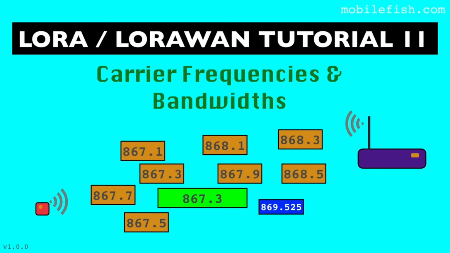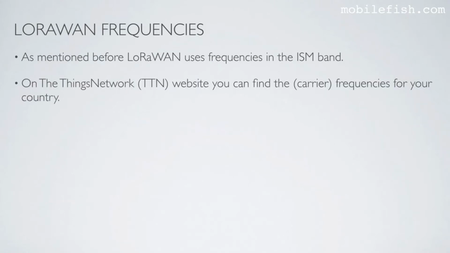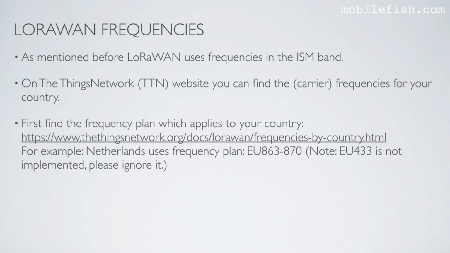In this tutorial, I will discuss carrier frequencies, bandwidth, ETSI subbands, dwell time, and hop time. As mentioned before, LoRaWAN uses frequencies in the ISM band. On the Things Network website, you can find the carrier frequencies for your country. First, find the frequency plan which applies to your country.